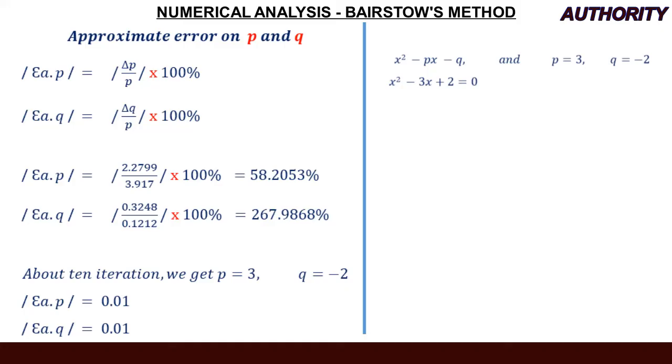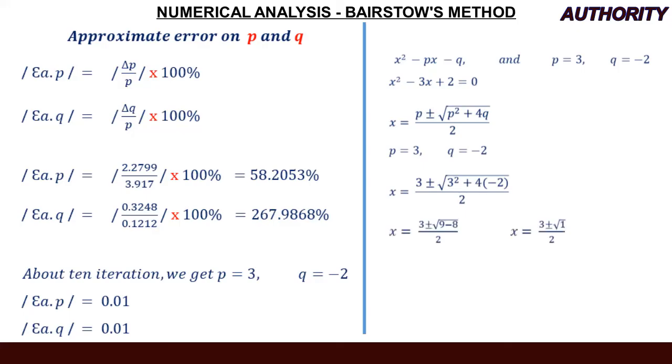Our formula says x is equal to p plus or minus square root of p squared plus 4q all over 2. Here we have p is 3 and q is minus 2. So when you substitute, you're going to have x is equal to 3 plus or minus square root of 3 squared plus 4 open bracket minus 2 all over 2. Are we together? Yes. So here we're going to have x is equal to 3 plus or minus square root of 3 squared is 9. Now we have 4 times minus 2 is going to give us minus 8. So here we have 9 minus 8, which is equal to square root of 1, which is equal to 1. So here we have 3 plus or minus square root of 1 all over 2.